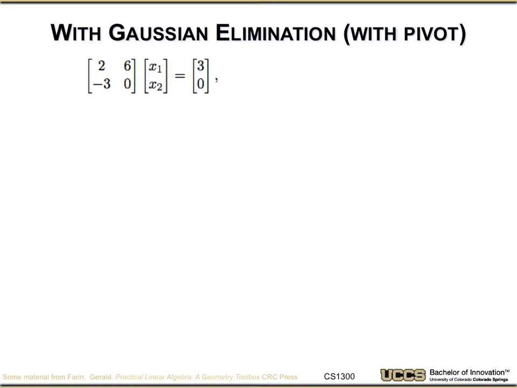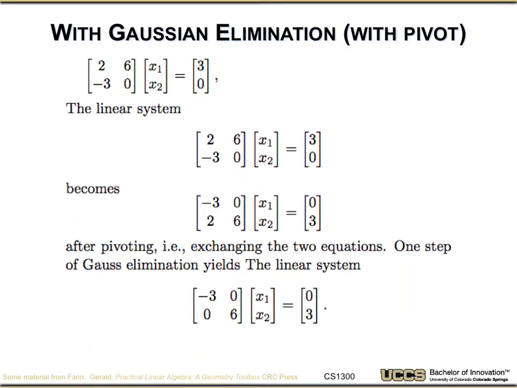Okay, so again, 2 by 2, hopefully that was pretty quick for you. The first step is to do your pivot. So when you do your pivot, you swap these rows. Again, we're going to recite both left and right-hand sides. So now we get our system being minus 3, 0, x1, 0; 2, 6, x2, 3. So that gives us our new system.